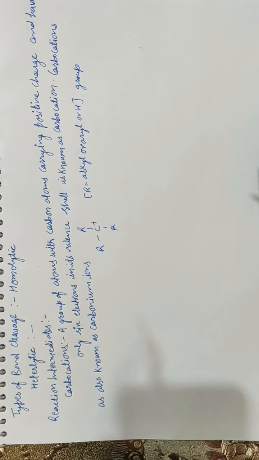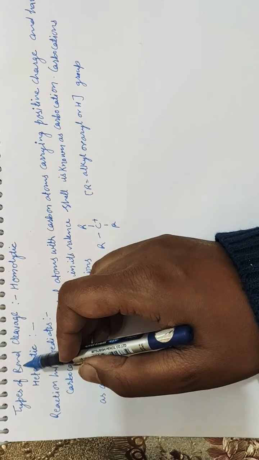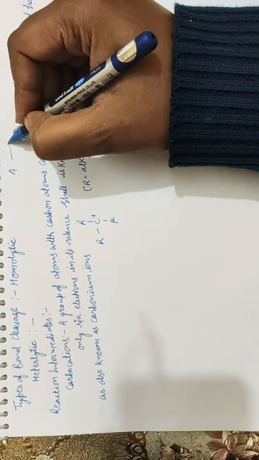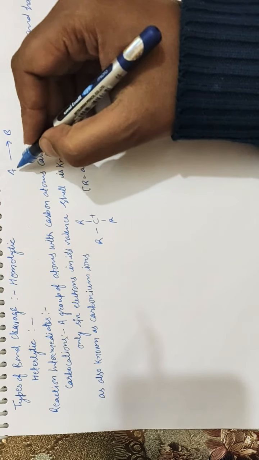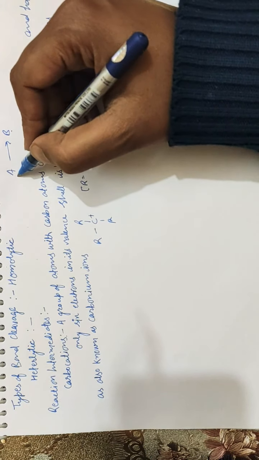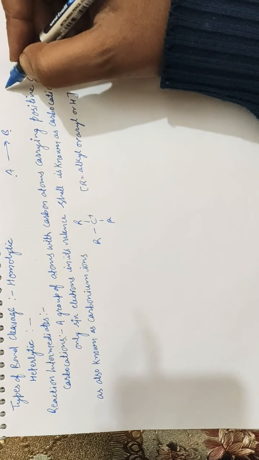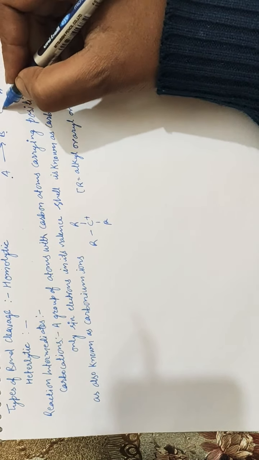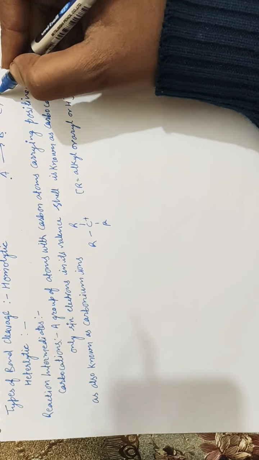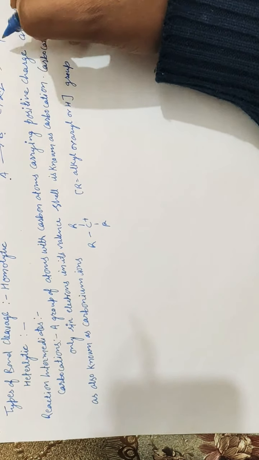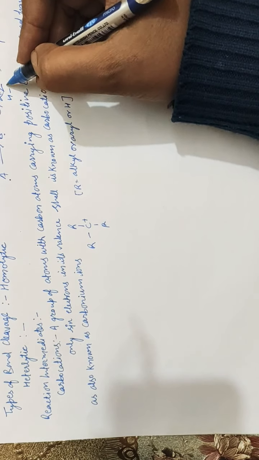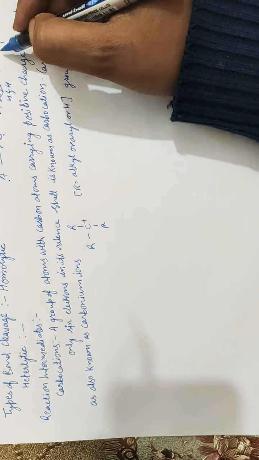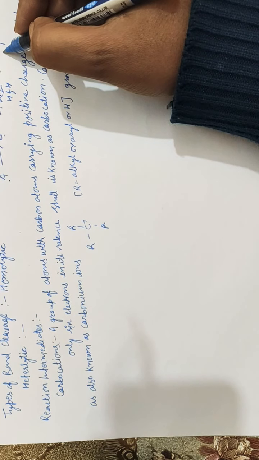So our next topic is types of bond cleavage. In any reaction, as it proceeds from reactants to products, there is formation of new bonds and breakage of old bonds. For example, when you treat carbon with hydrogen, it will make methane. There will be breakage of the bonds in the hydrogen molecule, and the hydrogen will combine with the carbon to form methane. So it's just an example.